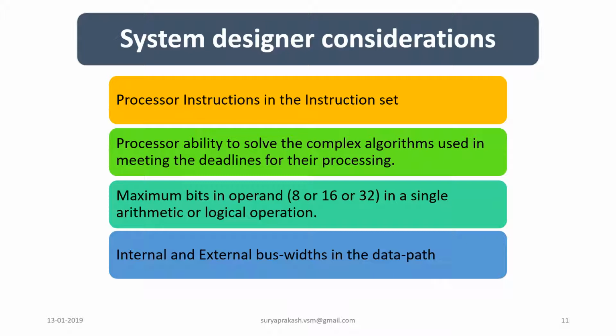The next one is the maximum number of bits in an operand, 8, 16 or 32, in a single arithmetic or logical instruction. We have to consider whether we are operating in 8-bit, 16-bit or 32-bit operation. And the last one is the internal and external bus width in a data path. Before programming the controller, we must know the internal data bus width, so that we can program appropriately to do some complex task. So these are the considerations for designing an embedded system.